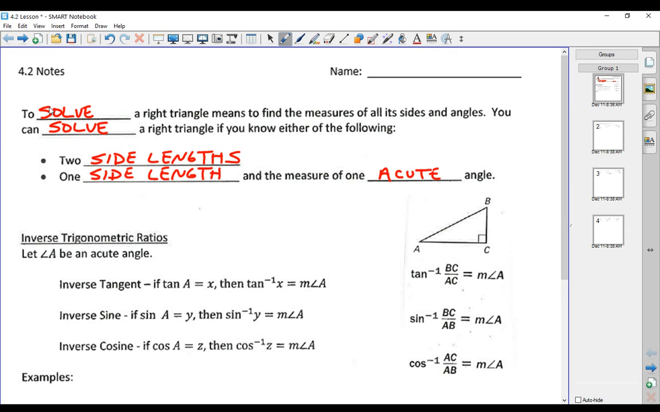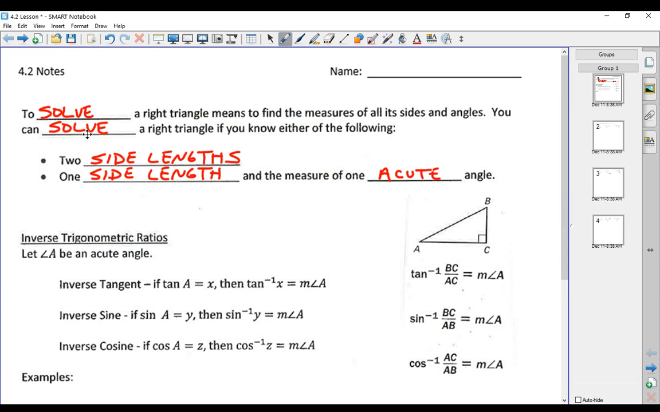Or if you know 1 of the side lengths and 1 of the angles, you can use the trig ratios to find the other side lengths and subtract from 180 or subtract from 90, whichever one you want to do, to get the other acute angle.